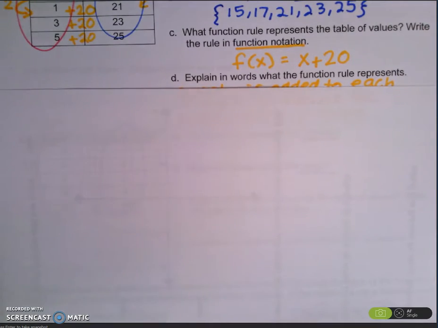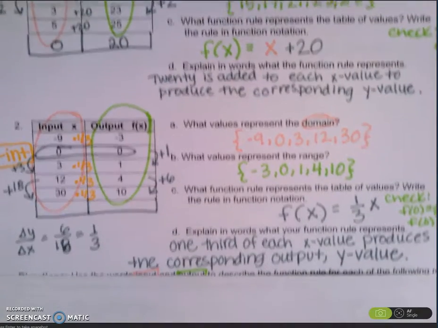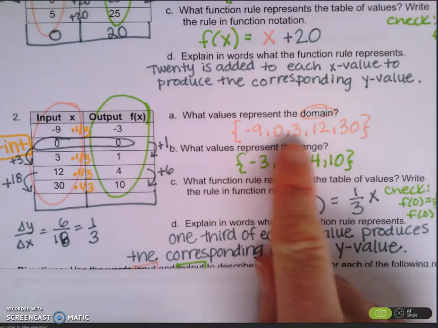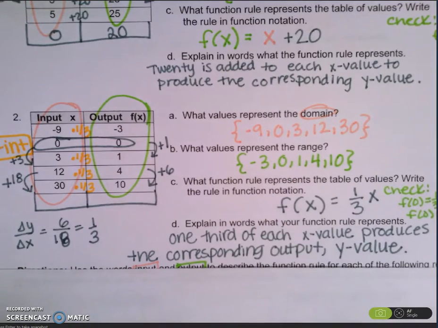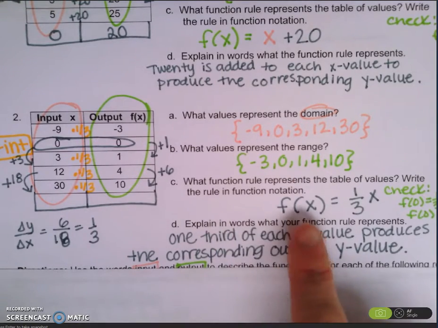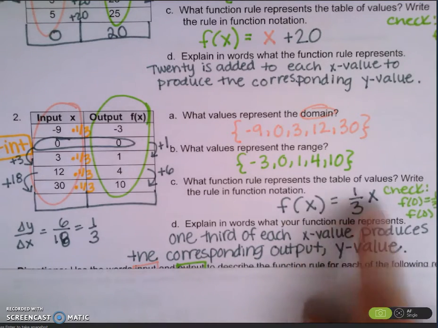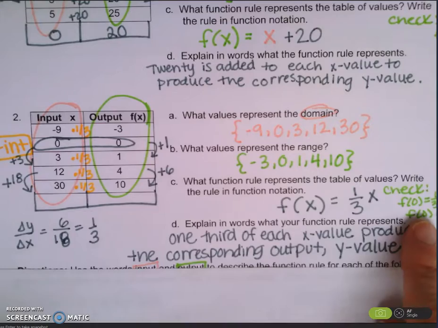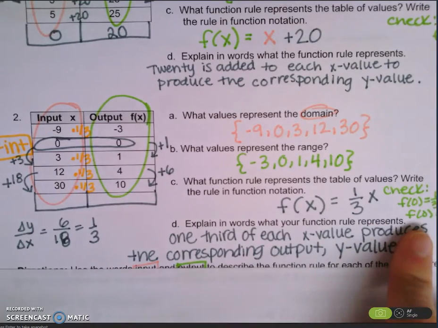Looking at number 2, what's the set that represents the domain? The set of domain values are -9, 0, 3, 12, and 30. The range values are -3, 0, 1, 4, and 10. My function rule in function notation is f of x equals 1/3 of x. You can always check one of your points in your rule to double check.